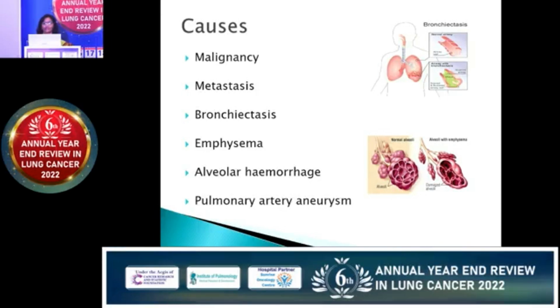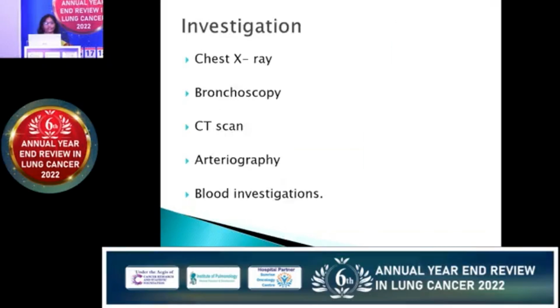Emphysema. Emphysema is, you can see the normal alveoli and the alveoli with the emphysema. There is loosening of the alveoli. That's why there is no exchange of gases taking place. There will be gas going and the carbon dioxide is coming out. Then alveolar hemorrhage. Then there's pulmonary artery aneurysm. These are the causes for massive hemoptysis.